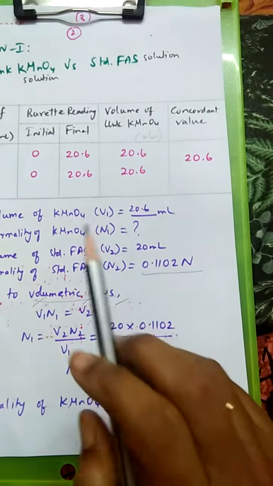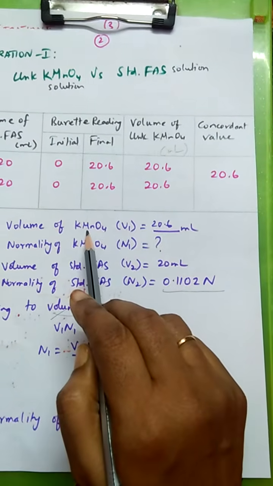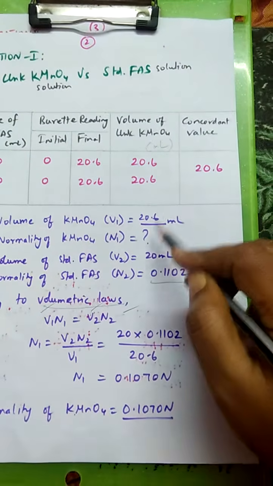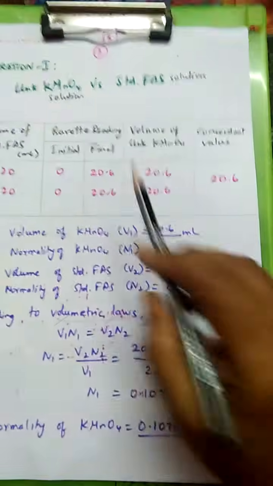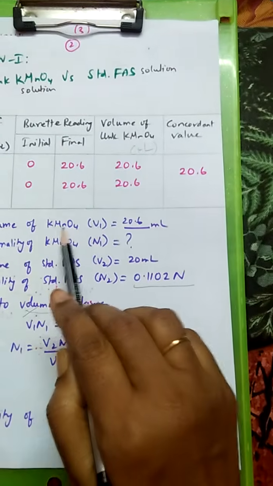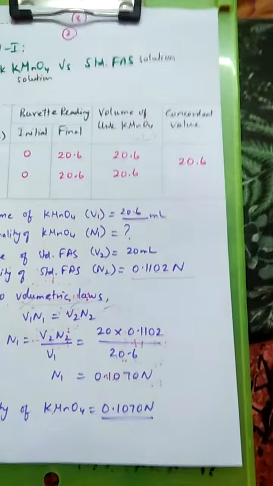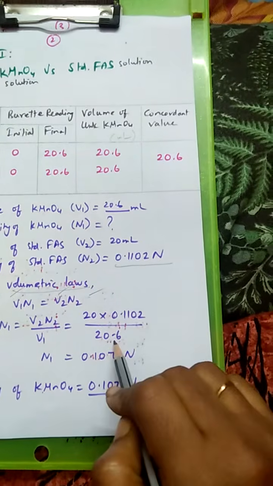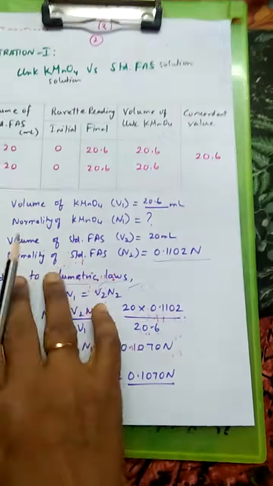Always note that whatever the burette reading is, that value will come under potassium permanganate. Then you will not make any mistake, because some students change this value. Here they will write 20, here they will write 20.6. Think twice and write. The final burette reading will always be the volume of potassium permanganate, which should be in the third column. Then V2 N2 is 20 into 0.1102 divided by 20.6, which gives 0.1070, the normality of KMnO4.